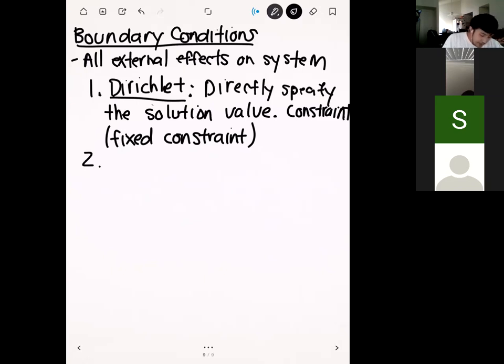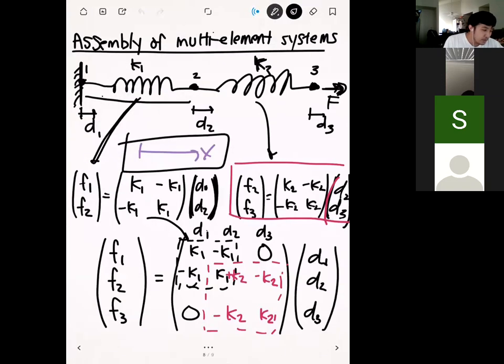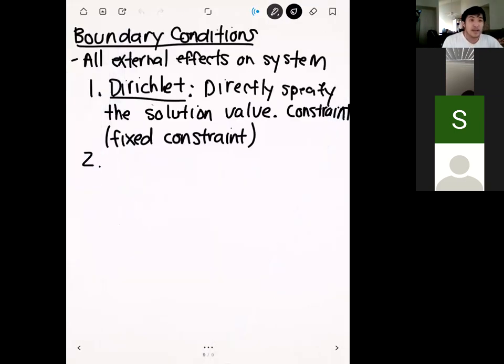So in this particular example, an example of a Dirichlet boundary condition would be the node that we have on the left-hand side. Since this node 1 is fixed to the wall, we can say for sure from the beginning of this problem that displacement d1 is going to be 0 because it's attached to a wall that's not moving. And since we're directly specifying the value of that displacement, that is a Dirichlet boundary condition.